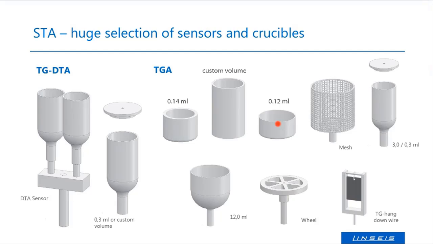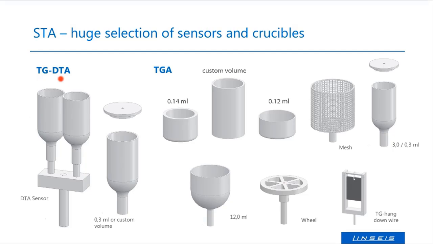As I told you, besides that, we of course offer TG only sensors. The biggest one we can offer is 12 milliliters. We have 3 or 5 milliliter crucibles, because if you do TG only mode, you only have 1 crucible and not 2. You do not need a reference side anymore. And of course, we have various TG DTA systems.